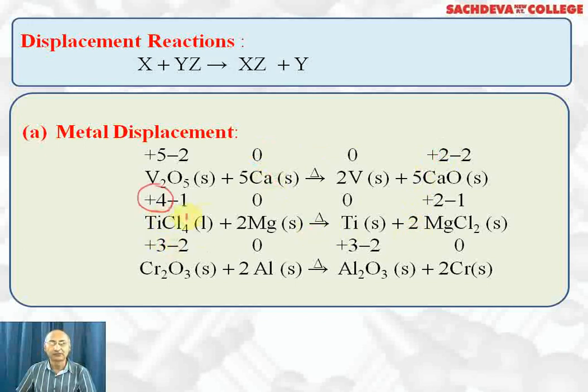Titanium +4 is changing to 0 and chloride ion -1 remains the same. But magnesium is changing from 0 to +2, so it's a redox reaction. In chromium trioxide, chromium is +3 and here chromium is 0. Here aluminium is 0 and here aluminium is becoming +3. So a change in oxidation number, that is increase and decrease, both are taking place. Therefore, these reactions are metal displacement reactions as well as redox reactions.